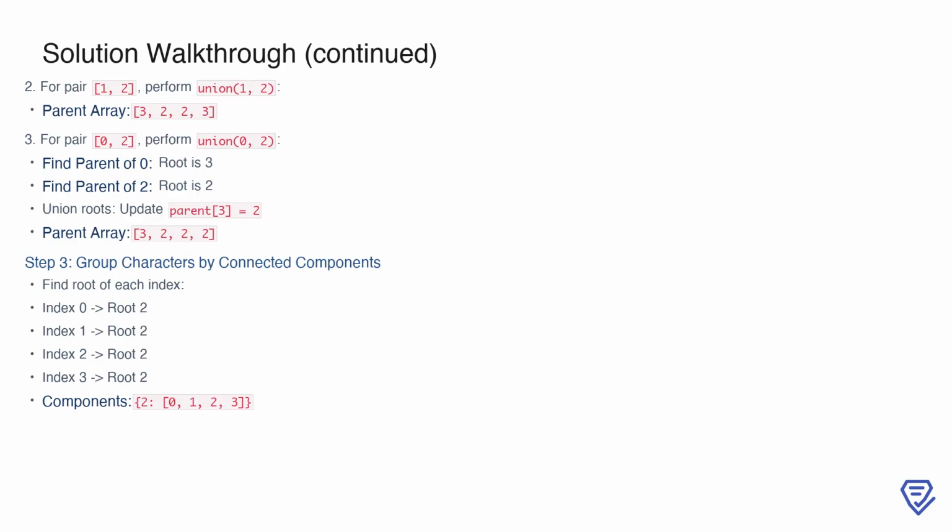For the final pair, 0, 2, we first find the root of 0, which is 3, and the root of 2, which is 2. Since these roots are different, we unify them by updating parent 3 to 2. The updated parent array is 3, 2, 2, 2. Now, we group the indices into connected components. All indices share the same root, 2, so they form a single component, 0, 1, 2, 3. The components are represented as 2, 0, 1, 2, 3.